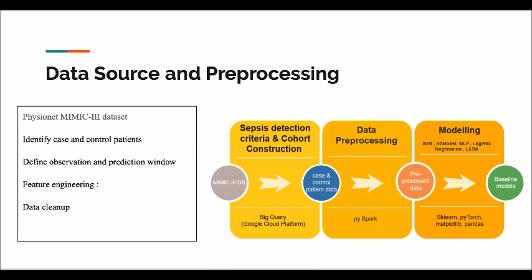Then we go to the data pre-processing step, for example, filling out missing data or handling data using the Wisconsin technique. And then after the pre-processing of the data, it goes to the modeling, where we used support vector machine, gradient boosting XGBoost, multilayer perceptron, logistic regression, and LSTM models.